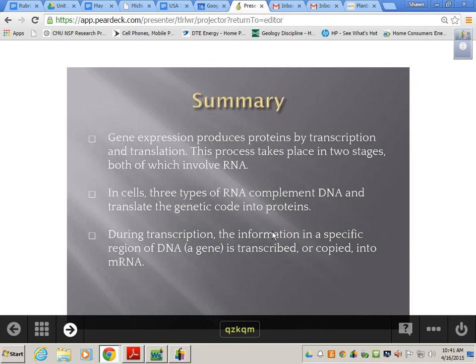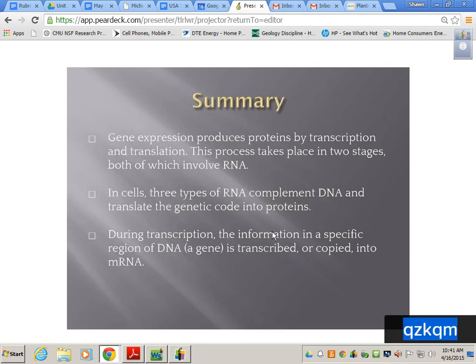So gene expression, you guys, produces proteins by transcription and translation. Transcription in the nucleus, translation out of the nucleus. This process will take place in 2 stages. Both involve RNA. If I ask you the stage where all 3 RNAs come together, what do you tell me? Translation, because that's where you have rRNA, mRNA, and tRNA all interacting together. And in cells, there's 3 types of RNA. We talked about them. mRNA has the codons. tRNA has the anticodons and the amino acid. And rRNA is the stuff that ribosomes are made of.